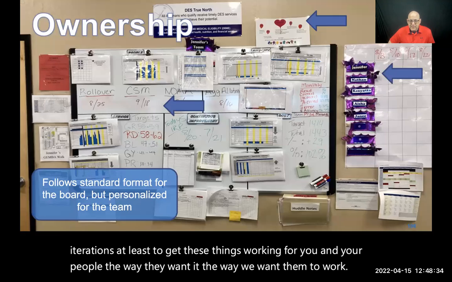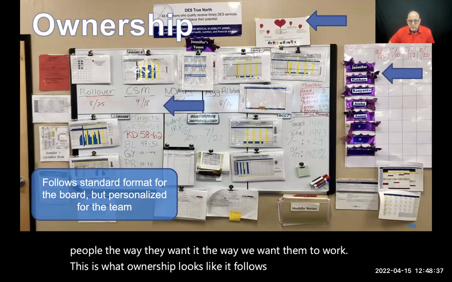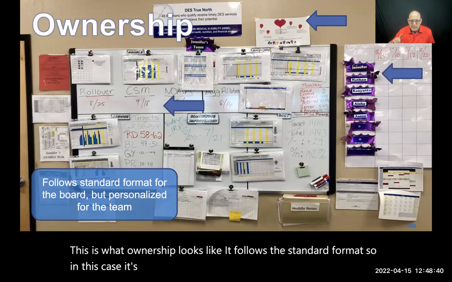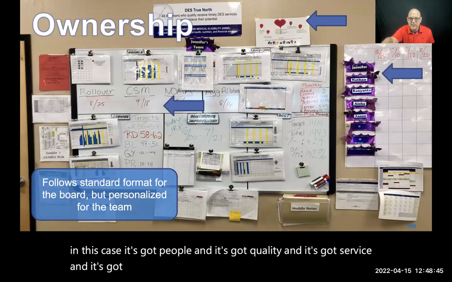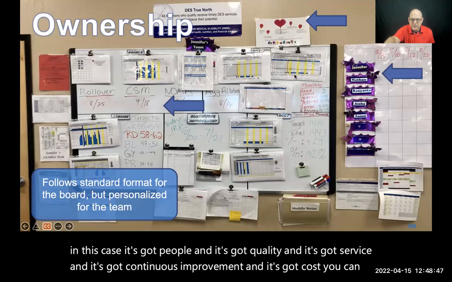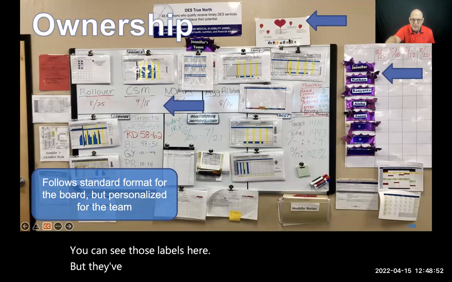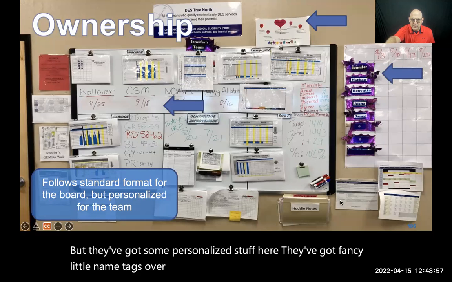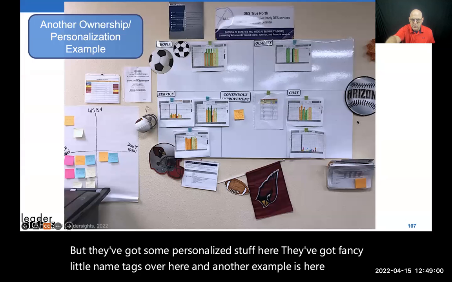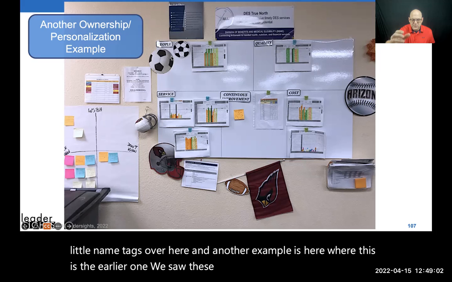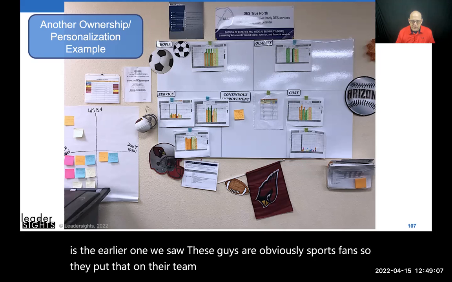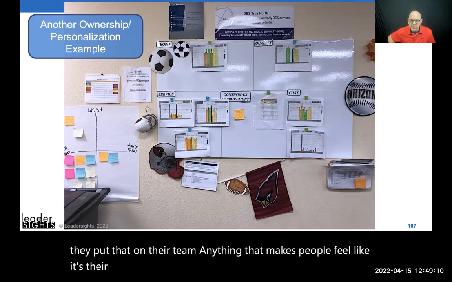This is what ownership looks like. Okay, it follows the standard format. So in this case, it's got people, and it's got quality, and it's got service, and it's got continuous improvement, and it's got cost. You can see those labels here, but they've got some personalized stuff here. They got fancy little name tags over here. And another example is here, where this is the earlier one we saw. These guys are obviously sports fans, so they put that on their team. Anything that makes people feel like it's their board, you want to encourage that.